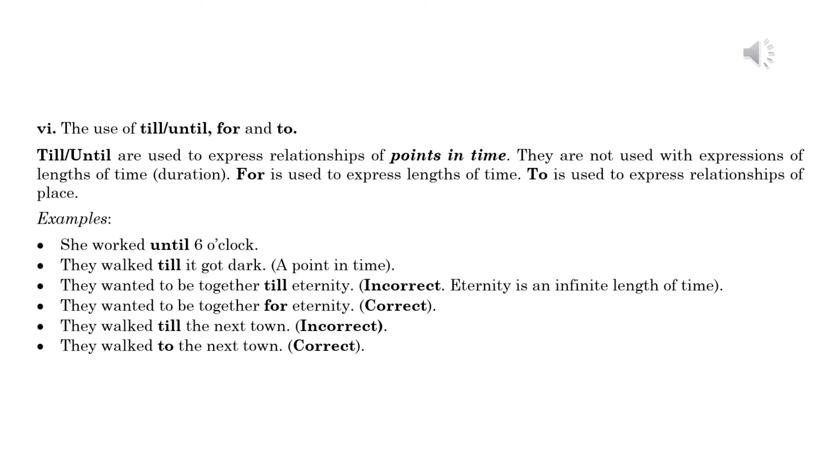Examples: she worked until 6 o'clock. They walked till it got dark, a point in time. They wanted to be together till eternity. Incorrect. Eternity is an infinite length of time. They wanted to be together for eternity. Correct. They walked till the next town. Incorrect. They walked to the next town. Correct.